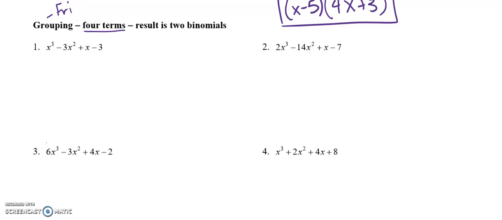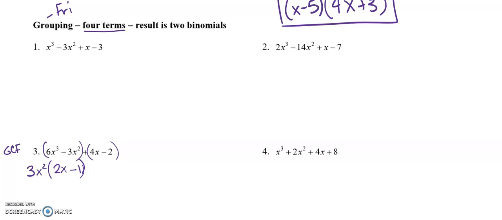So what we're going to do is you group the first two terms together and you group the second two terms together. And I look at the first two terms and I take out the greatest common factor. So the GCF. What can I do between the 6 and the 3? I can take out a 3 and I can take out an x squared. What's left over? A 2x minus 1.